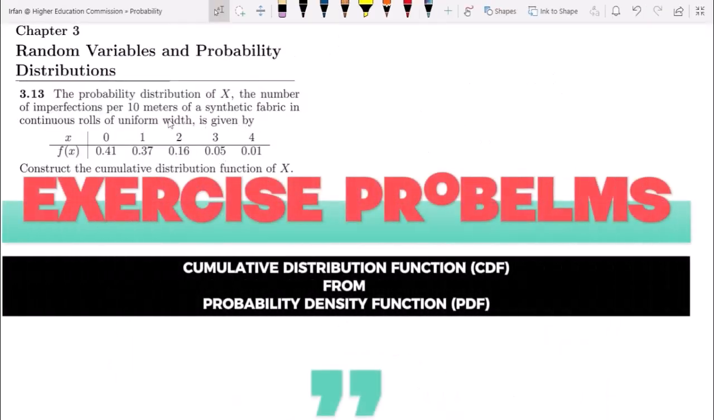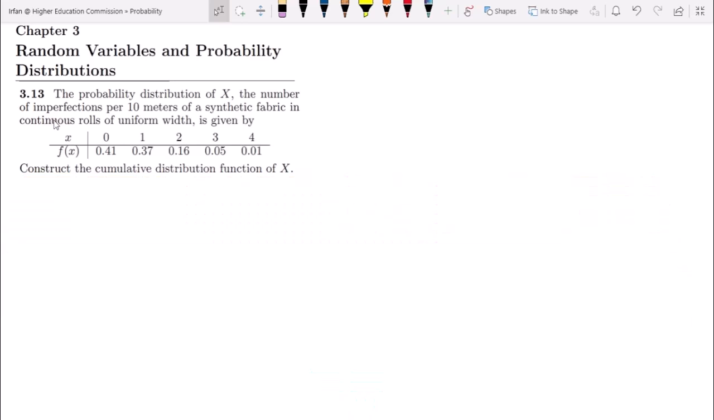Hello guys, I hope all of you will be fine. So this is question 3.13 of chapter 3, and the statement of it is: the probability distribution of X, the number of imperfections per 10 meters of a synthetic fabric in continuous rolls of uniform width, is given by this table. Here the values of x are given, and the corresponding values of f of x are also written beneath these values. So what do we have to do? We have to construct the cumulative distribution function of X. In order to do so, let me write the solution of it.